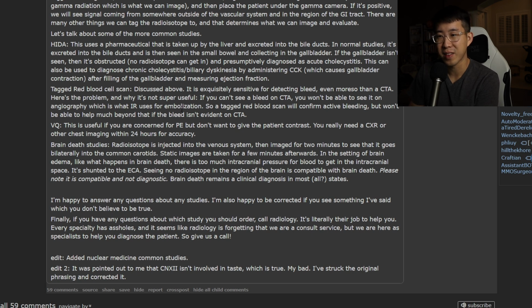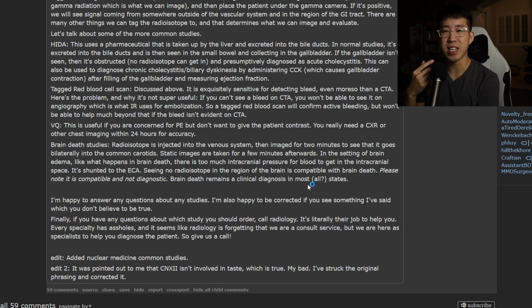I didn't know that. VQ scan, this is useful if you're concerned for PE but don't want to give the patient contrast. You really need a chest x-ray or other chest imaging within 24 hours for accuracy. And another big thing here is the patient really can't have baseline lung disease. If they have baseline lung disease, the VQ scan is just going to be off no matter what.